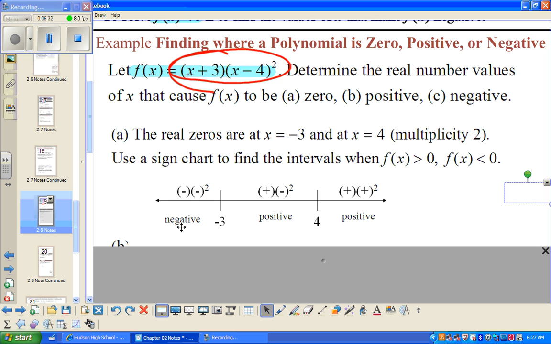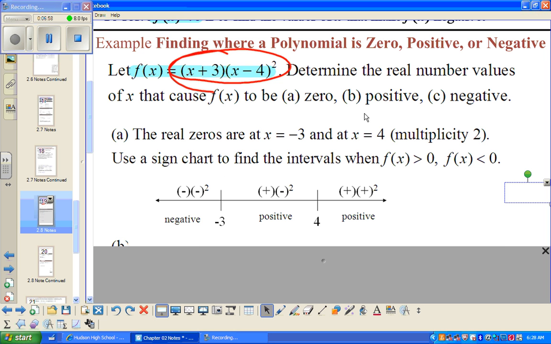And so what can you tell from this? Well, you can tell that the graph is going to start off negative. Once it gets to negative 3, it's going to go through the x-axis. You'll have positive answers. When it gets to 4, you're going to bounce off the x-axis and come back up. This sign chart is going to help you to realize if it should be positive or negative in each spot.